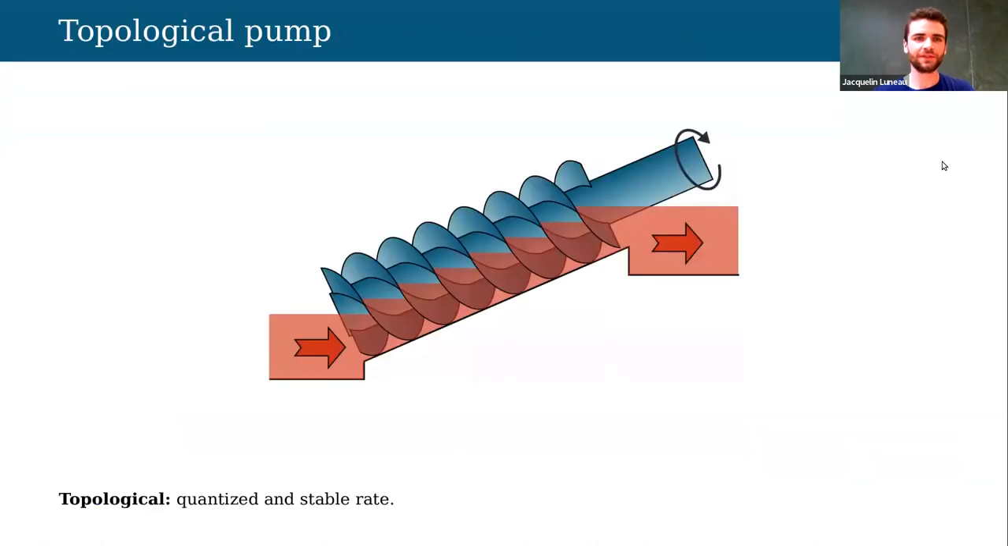So first, let's ask the question of what is pumping? In pumping, we have two components. First, the pump itself, which here is represented by a screw, and the environment. The screw rotates and induces a flow in its environment. It can be a flow of charge or water or energy or particles. And topological pumping is when the pumping rate comes from a topological property. This means that this pumping rate will be quantized and very stable.